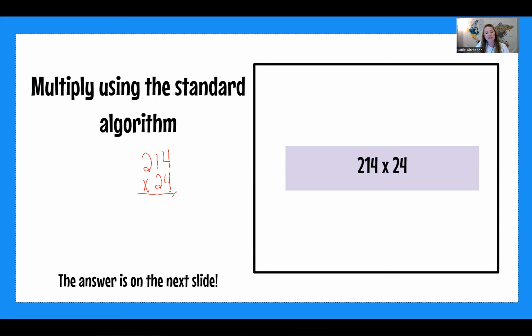So 4 times 4 is 16. Carry the 1. 4 times 1 is 4, plus 1 is 5. And 4 times 2 is 8.